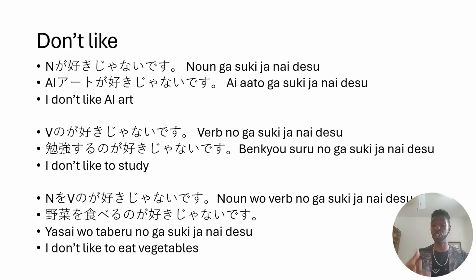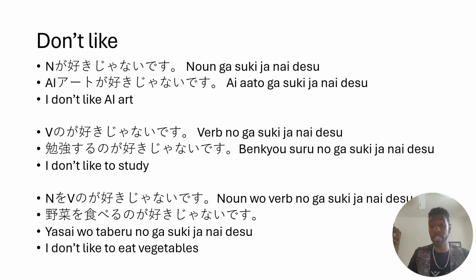I don't like to do verb. Verb no ga suki janai desu. It's the same structure, just instead of suki desu, you say suki janai desu. Benkyou suru no ga suki janai desu. I don't like to study. Benkyou suru is to study. Benkyou suru no ga suki janai desu. I don't like to study.